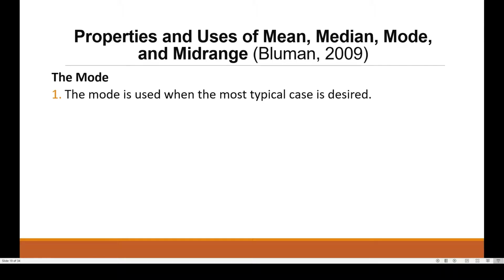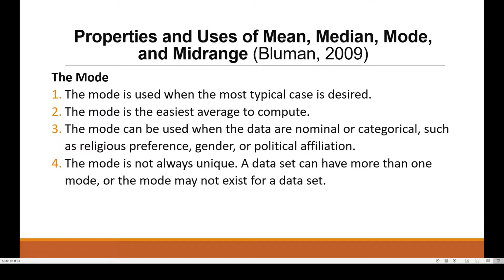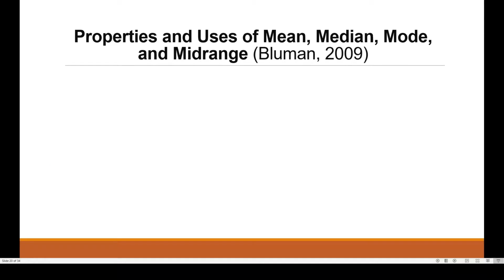The mode. The mode is used when the most typical case is desired. The mode is the easiest average to compute. The mode can be used when the data are nominal or categorical, such as religious preference, gender, or political affiliation. The mode is not always unique. A dataset can have more than one mode, or the mode may not exist for a dataset.